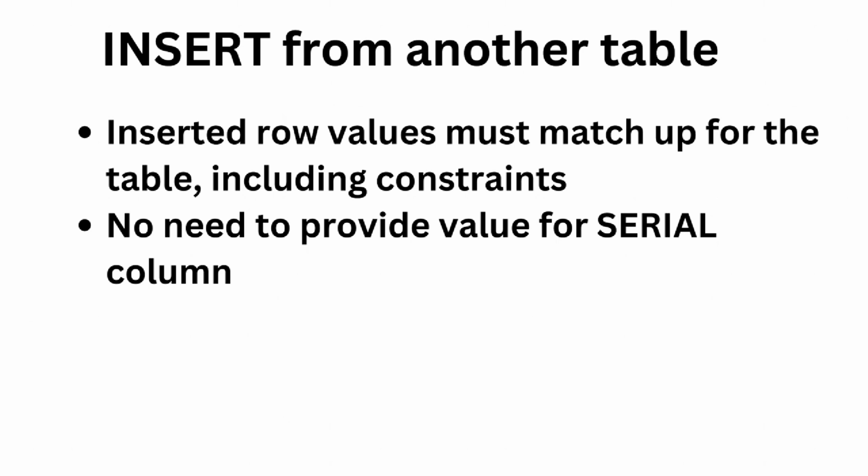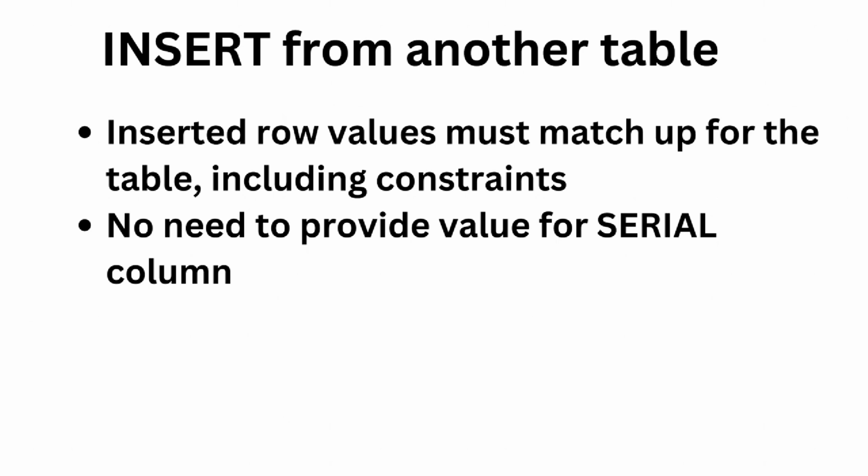So something to keep in mind, especially for the previous statement of inserting from another table, the inserted row values must match up for the table, including constraints. So if one of your constraints was that the column is not null, then you must provide a value as you insert. Otherwise, you'll get an error. If you're grabbing information from another table and inserting it into the table that you're currently using, then you must make sure that those actual columns also match up for things like data type. Another thing to keep in mind is that the serial columns, especially for those primary keys, actually do not need to be provided a value.